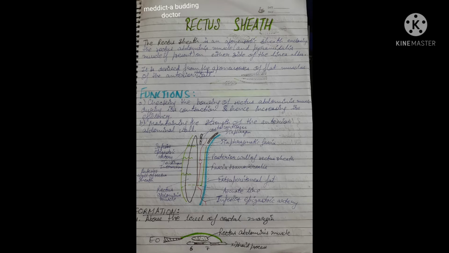Now the functions of the rectus sheath. There are two functions: checking the bowing of rectus abdominis muscle during its contraction and hence increasing its efficiency. The second function is maintaining the strength of the anterior abdominal wall.